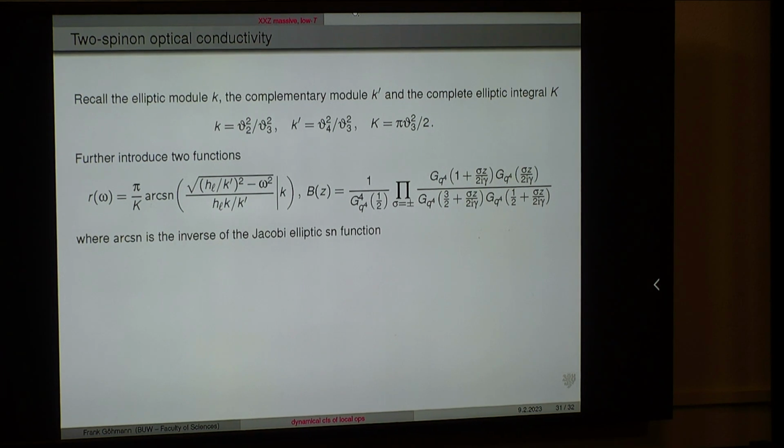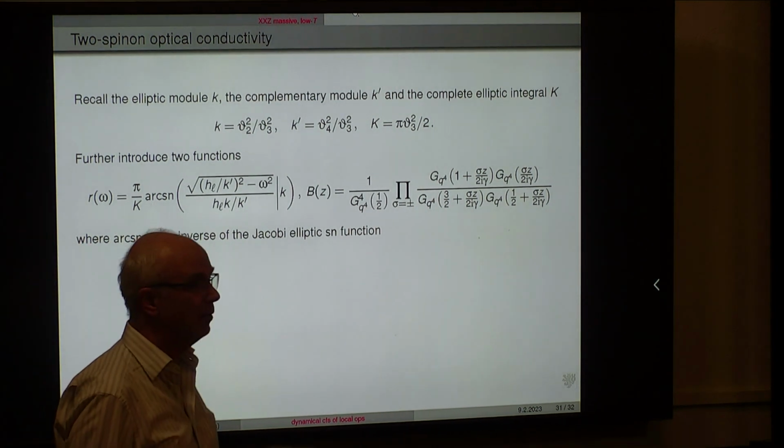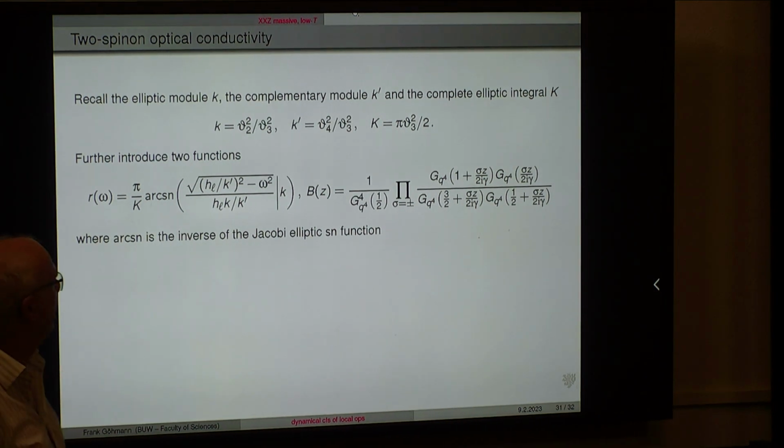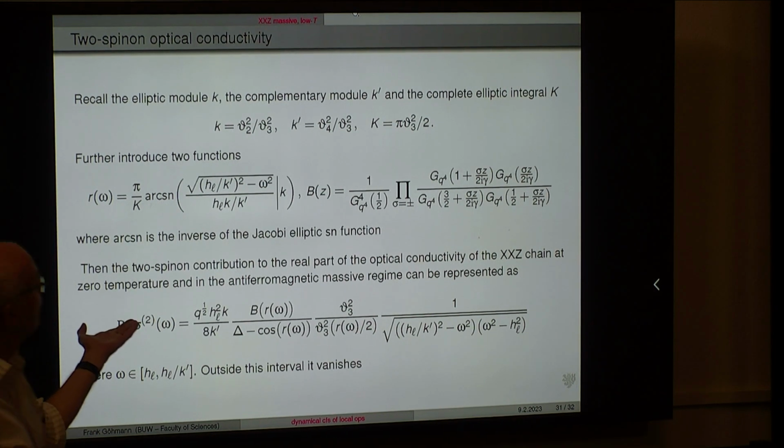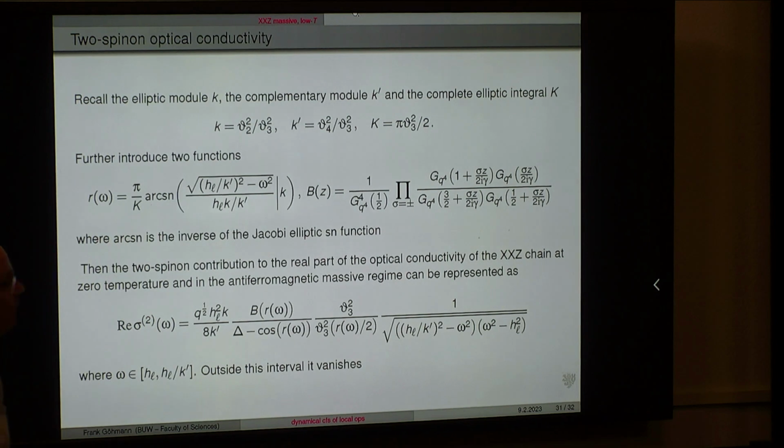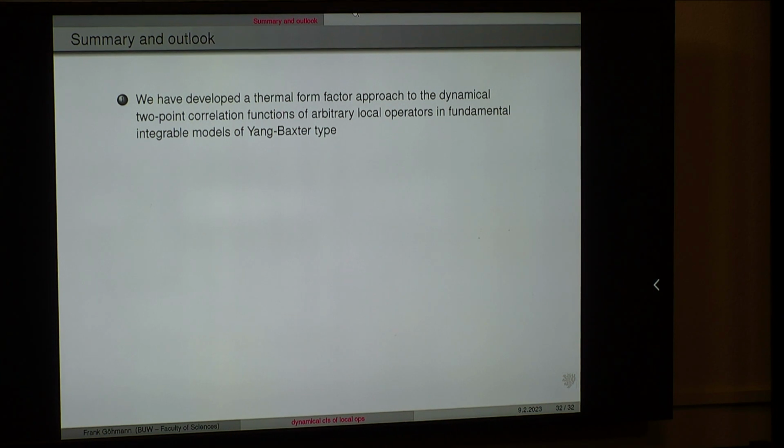So the 1 particle 1 hole excitation here can be obtained. The Fourier transformation can also be done analytically. There we have some tools from mathematics. There is a nice Q-Gauss identity, something like the Rogers-Ramanujan identity. You can transform sums into products and things cancel. We end up with a fully explicit result for this optical conductivity expressed in terms of the Barnes function and elliptic functions. Right. And that was it. So we have developed the thermal form factor approach to the dynamical two-point functions of arbitrary local operators in fundamental integrable models of Yang-Baxter type.